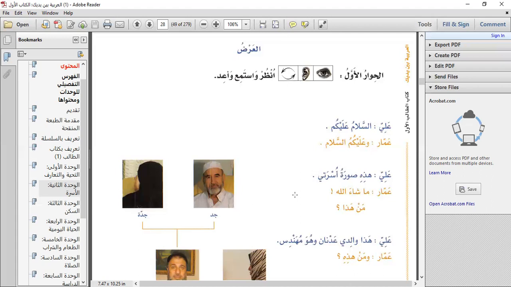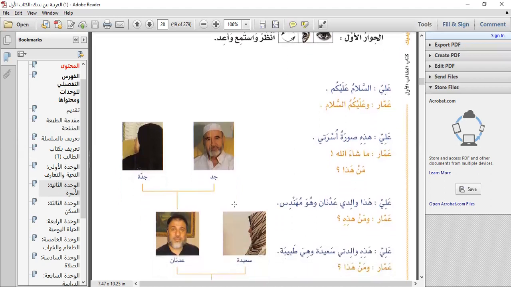So he has said, man hadha. Mashallah, man hadha. He is pointing out to the man here. Man means who, hadha, this. When you are pointing out, you're asking, man hadha, who is this? Now here again, I'll have to explain because you will get confused.